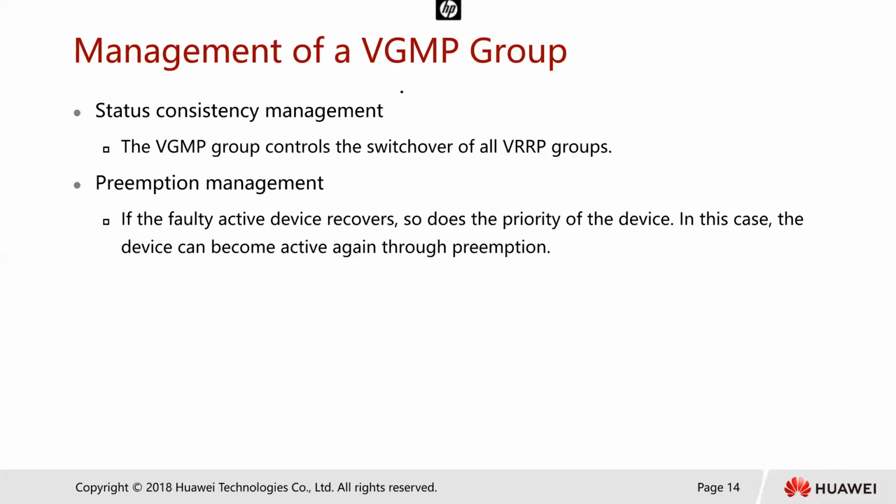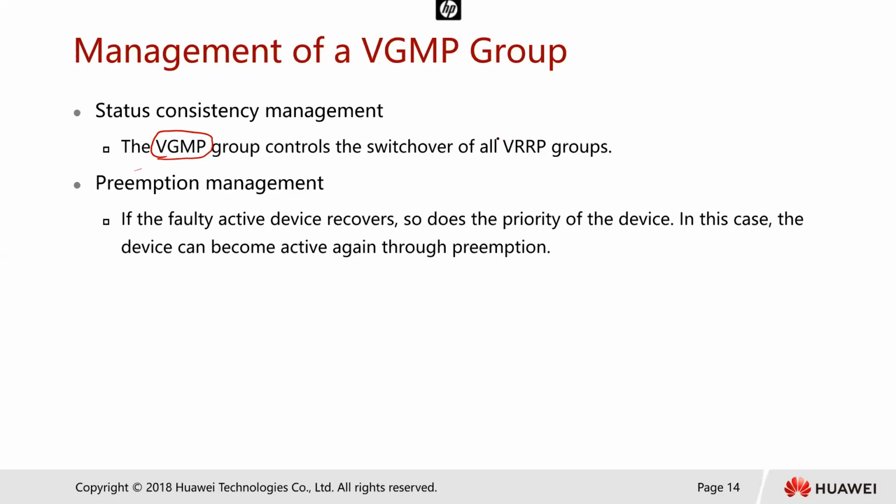So management of a VGMP group, like we said, we need to have consistency management. The VGMP group controls the switchover of all VRRP groups. This protocol here, the VRRP group management protocol, controls the switchover. Which one should be active, which one should be standby. This is done by this guy.